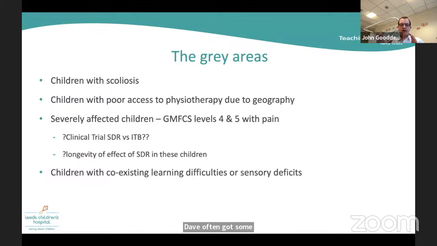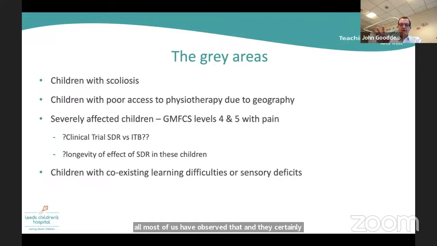And we know that SDR is mainly affecting the legs, but those of us doing SDR regularly will have a cohort of patients who turn around and say, actually, upper limb function has improved. It's odd, it doesn't fit with neural pathways, but most of us have observed that, and there's certainly some case reports out there as well.